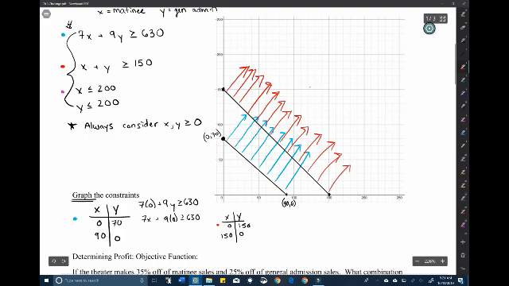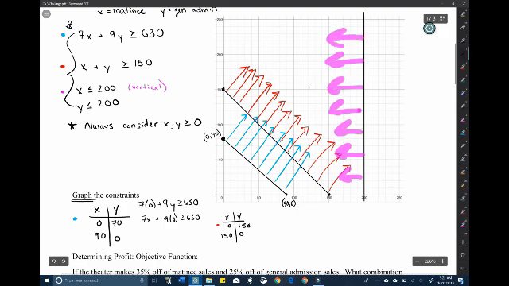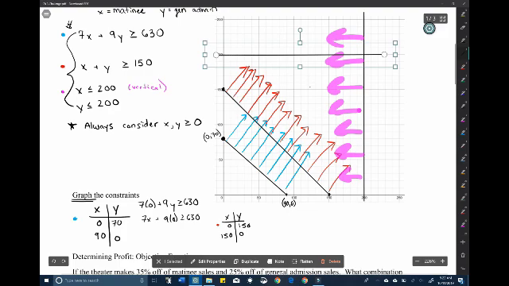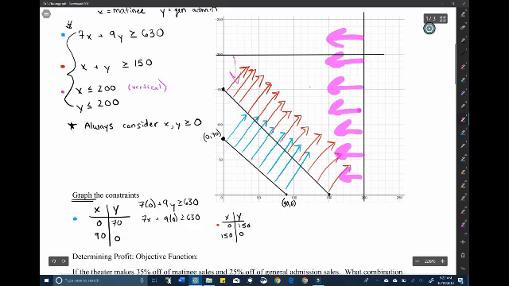Okay, last two, x is less than 200, y is less than 200. Please remember x is a vertical line. So vertical at 200, right through here, and it's less than, so in this direction. And y is less than 200, cutting off here, and less than, everything in this direction.